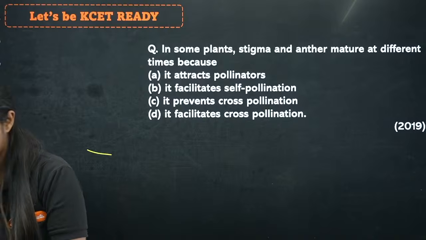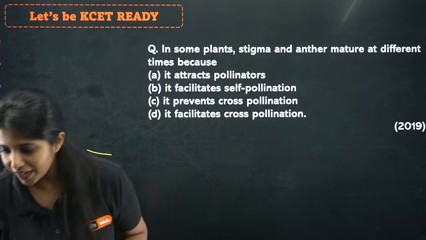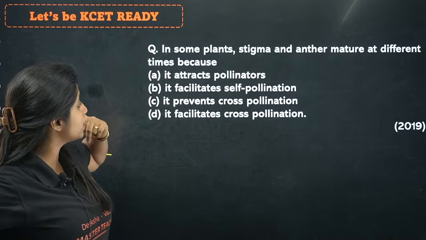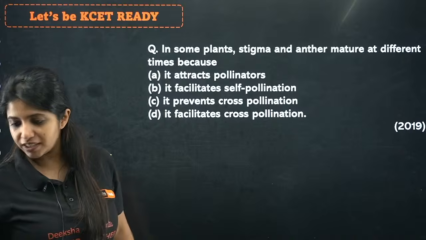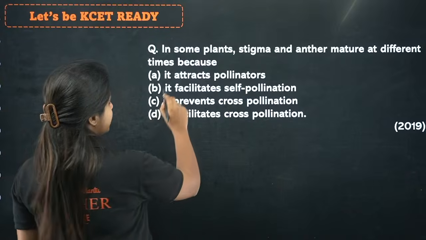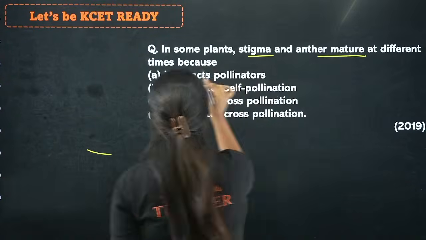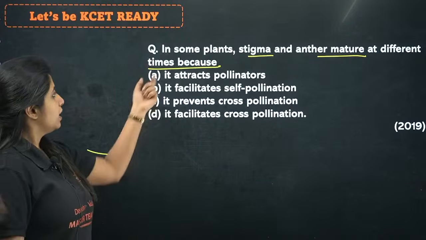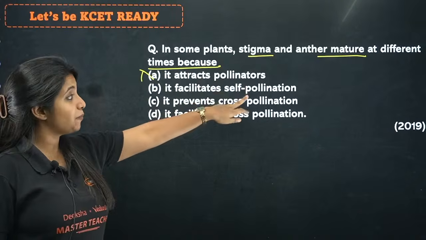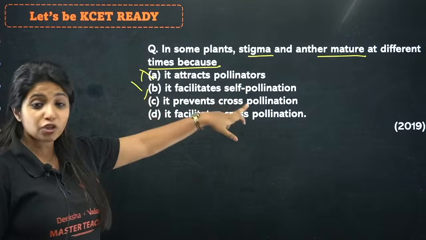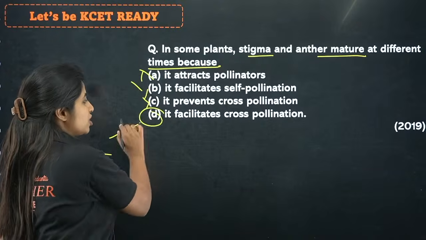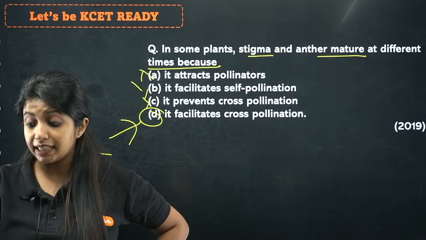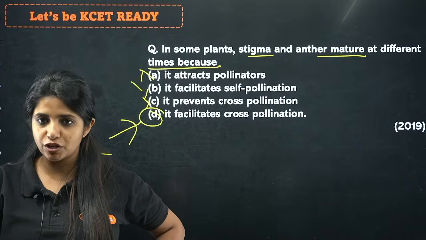Okay, so yes. Now there's one more question, and you guys were saying about this option C is correct for the answer. In some plants, stigma and anther mature at different times. Is it C? They are maturing at different times because it attracts pollinators, wrong. It facilitates self-pollination. In that case, it is maturing at the same time. It prevents cross-pollination, wrong. It facilitates cross-pollination. D should be the answer. No. Who is saying C is the answer? D. It facilitates cross-pollination, okay?